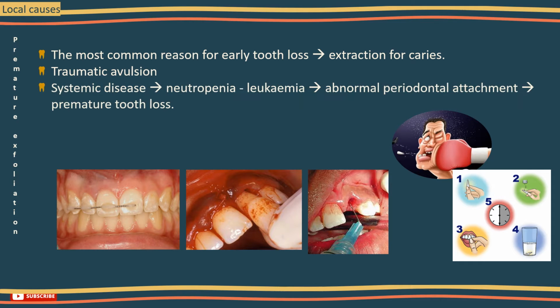Tooth loss can more rarely be attributed to systemic diseases, like neutropenia or leukemia. They result in an abnormal periodontal attachment and thus premature tooth loss. Alveolar bone loss in young children is a serious finding and warrants urgent referral to specialist.